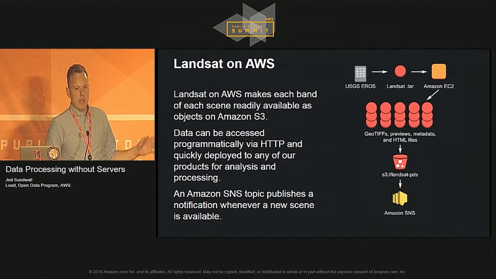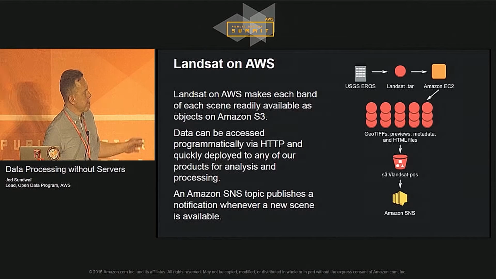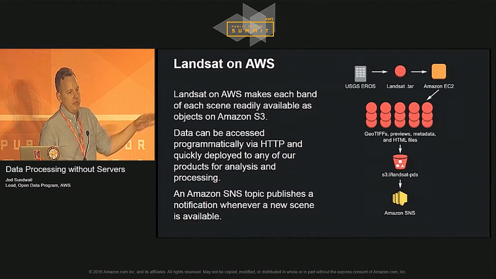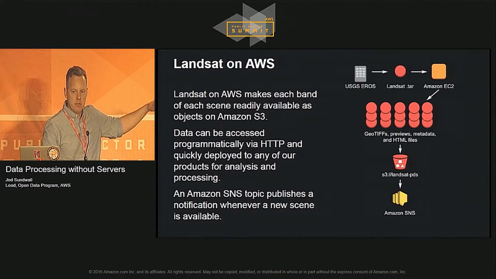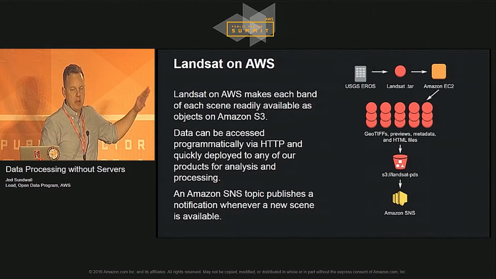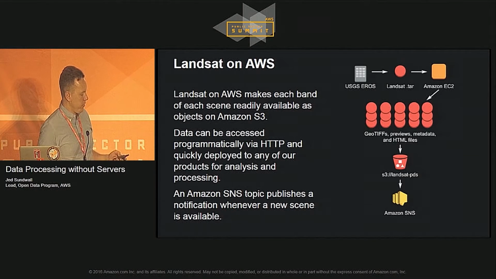So what we do is we eliminate that pain for people by downloading everything. We send it to EC2, we unpack the tarball, and then we make each TIFF, each image of the Landsat scene, and some metadata available as standalone objects in S3. And then, as you'll see here, we also configured Amazon Simple Notification Service, SNS, to create notifications anytime a new scene is added and available.